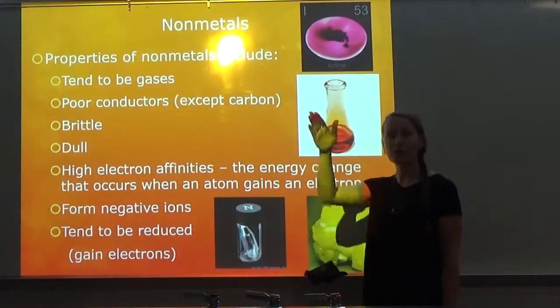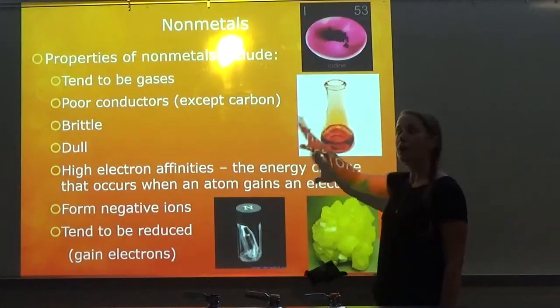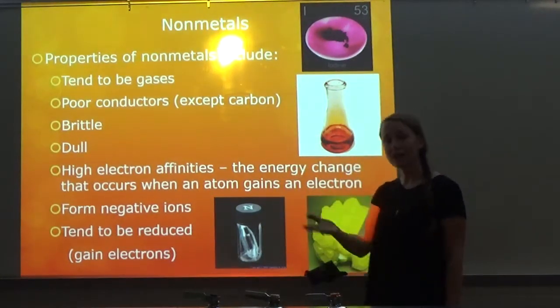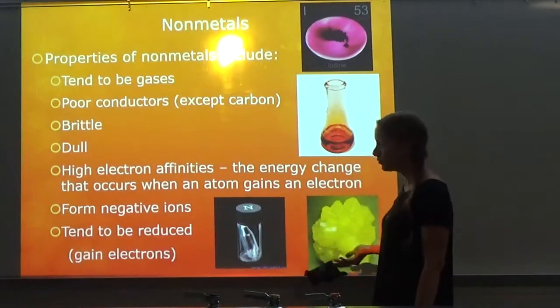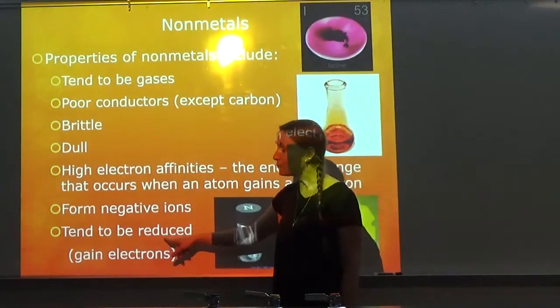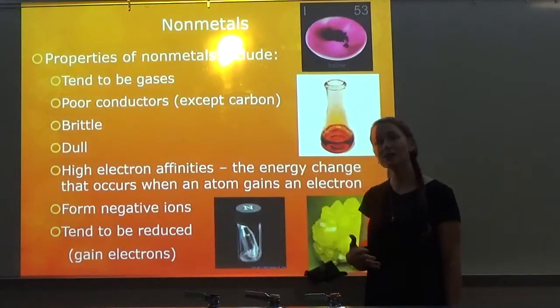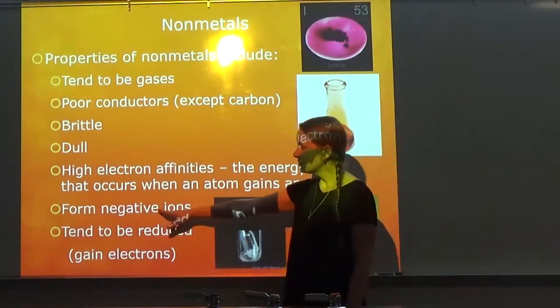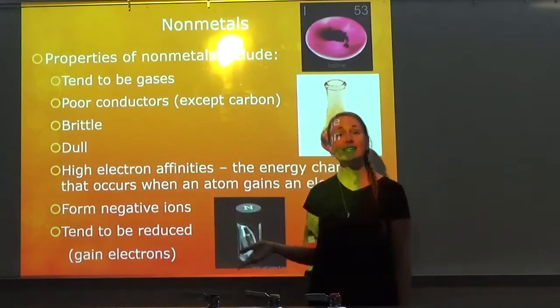So if you remember when we did our charges across the periodic table, on the right of the periodic table, that's how we have our -4, -3, -2, -1. And then because they form negative ions, they tend to be reduced. And so remember, oxidation is loss of electrons, reduction is gain. So since they tend to be negative, they tend to gain electrons.